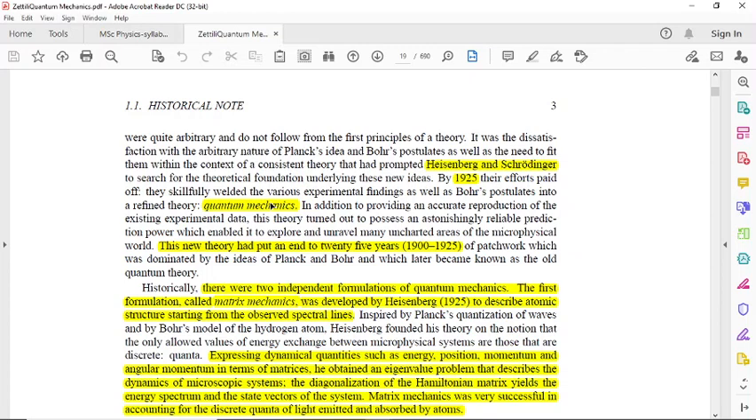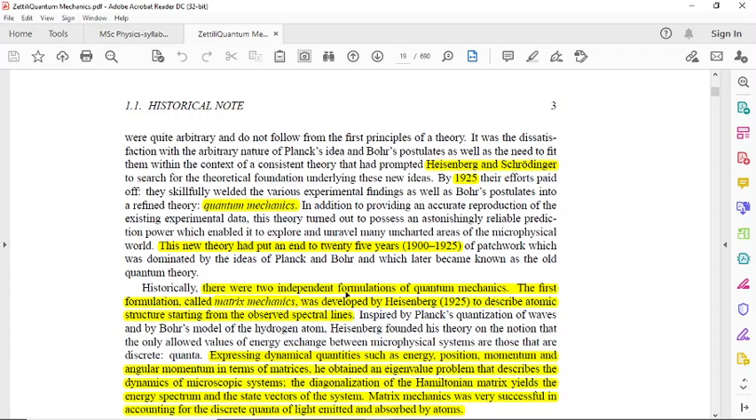This new theory put an end to 25 years, 1900 to 1925, where different experiments showed the wave nature of particles and the particle nature of light waves. Contradictory experiments and theories all came up. Then in 1925, Heisenberg and Schrodinger put an end to that, and the history of quantum mechanics started.